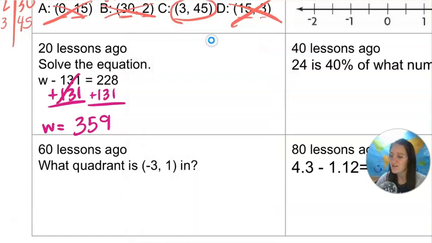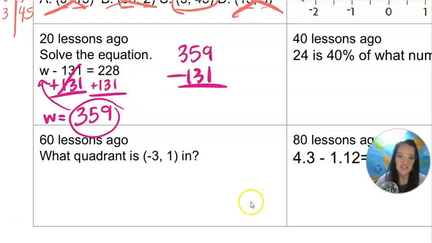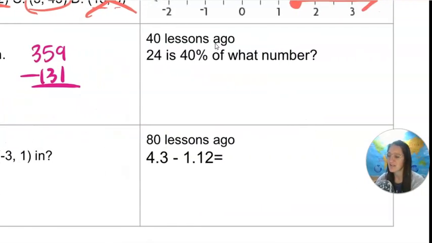359. All right, I could also check it by plugging that into that and going 359 minus 131. And if I did it correctly, I should end up with the answer of 228. Nice. Okay, so I feel good that the answer is 359.